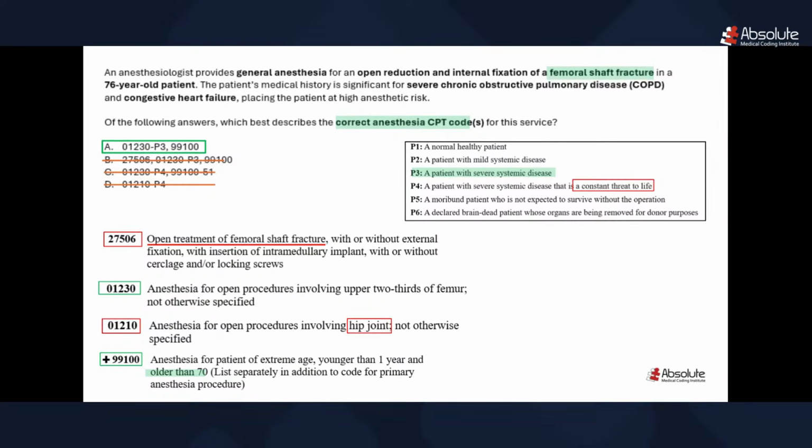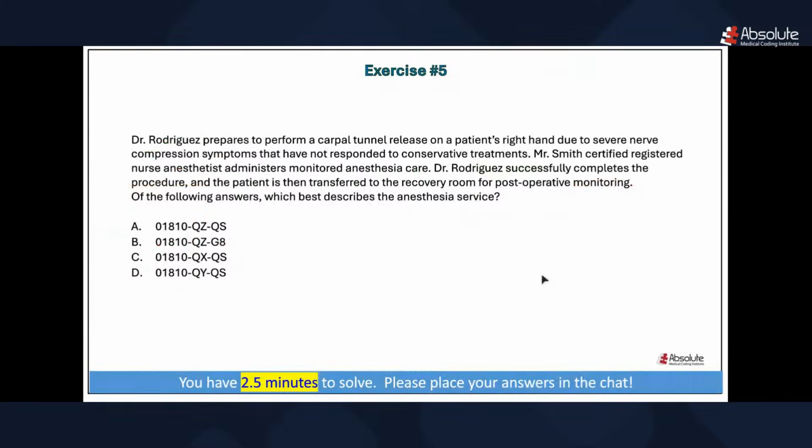Okay, so we had most of them going with option A. A few went with option C as well. I hope the explanation helped. Let me quickly move on to the next one. This is the last scenario. Then we have some fun exercises, and we will do that as well quickly.